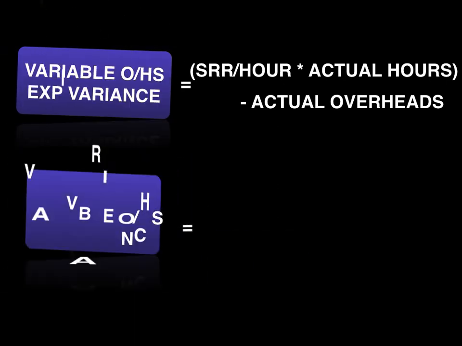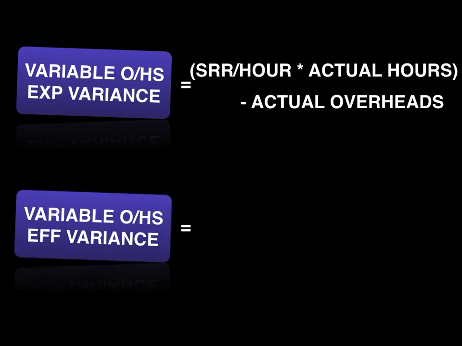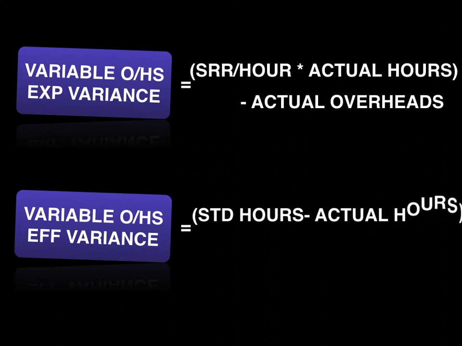Last but not the least is variable overhead efficiency variance. Now, you must be remembering we used to calculate an efficiency variance in labor cost variances as well, right? So what you're doing here is checking the efficiency. How to check that? By comparing the standard hours with the actual hours. Here, standard hours means the standard labor hours. You can use the same standard labor hours that you must have calculated in the calculation of labor cost variances. So here, the standard labor hours will be compared to the actual labor hours.